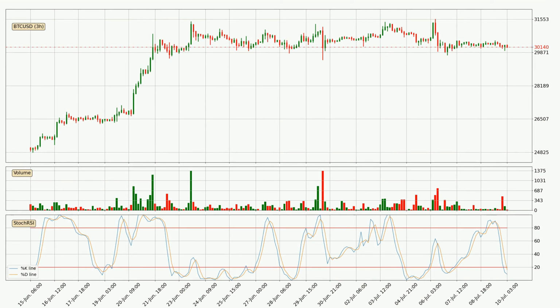Jumping to the 3-hourly stochastic RSI, both the %K and %D lines are in the lower region, which means that the price is getting oversold and soon a trend change or at least some kind of consolidation could be expected. However, the K line still hasn't crossed the D line, so it should be waited to see if the trend will actually change to the upside.